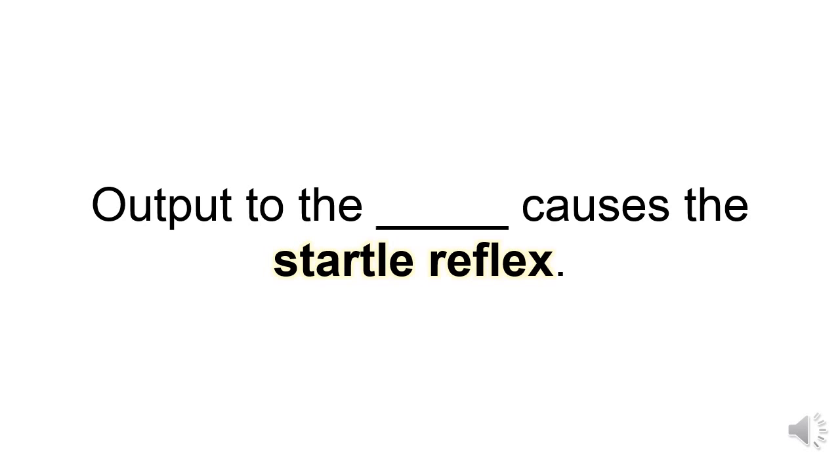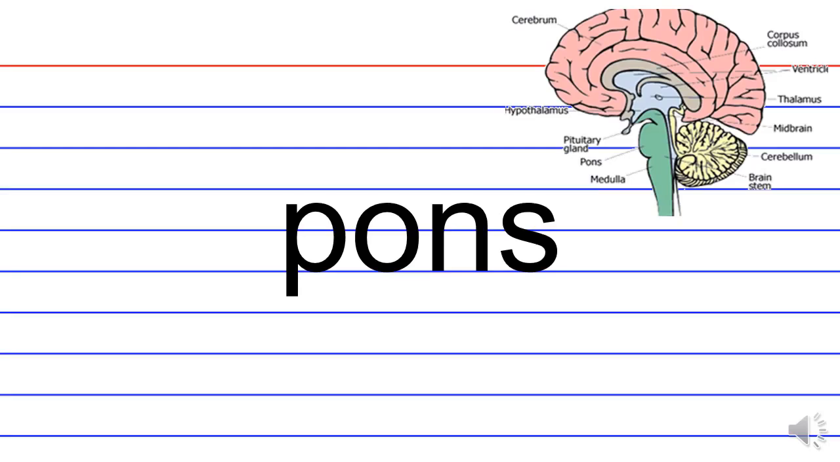Output to the blank causes startle reflex. Again, YouTube startle reflex. So output to what part of the brain causes startle reflex? That would be the pons, and it's this higher section of the midbrain right here. Right, so just take it all in for a moment.